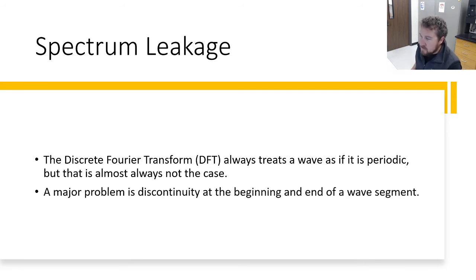And one of the major problems that you face is discontinuity at the beginning and end of a wave segment. If we take what we just did to create our spectrogram, we chopped the signal up into pieces. Now if a signal was periodic and we chopped it up according to its period, the DFT expects the values to end and begin at the same place. If it starts at 0, it's going to end at 0. If it starts at 1, it's going to end at 1. But again, that doesn't always happen. And so these discontinuities at the beginning and ends of our segments cause problems.